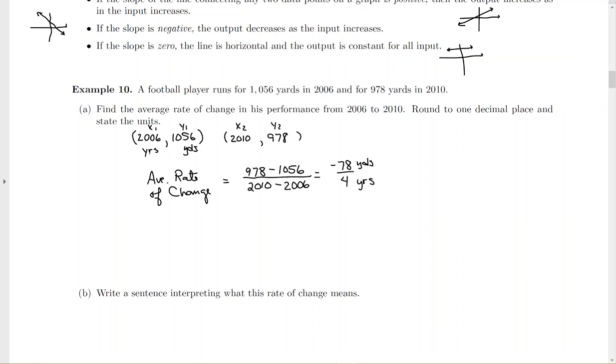When we talk about an average rate of change, we want to know for every 1 year. So we're going to be doing the division, and notice it says round to 1 decimal place, which means we don't want it as a fraction, we want it as a decimal. So with your calculator, type in negative 78 divided by 4, and you'll come up with negative 19.5, and then the unit label is going to be yards per year.